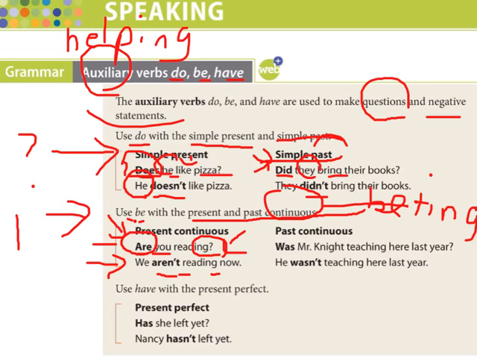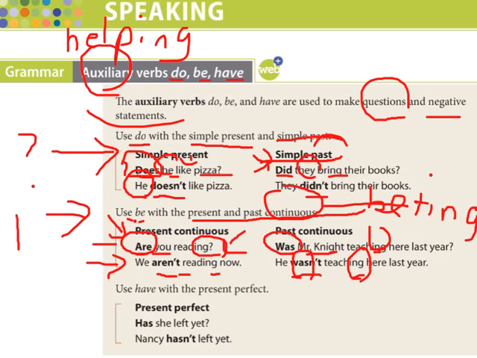Now past continuous works the same way, except instead of using are, we're going to use was to tell us we're in past tense. So was Mr. Knight teaching here last year? Again, remember, we have to have that ing for it to be a continuous tense. Was is your auxiliary be plus the subject, Mr. Knight, plus your ing form. And we can use was to make the negative in past continuous. He was not or wasn't teaching here last year. Again, we must have the verb to be plus an ing verb for a continuous tense.